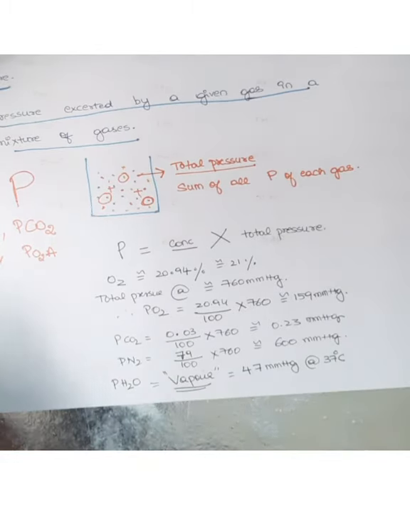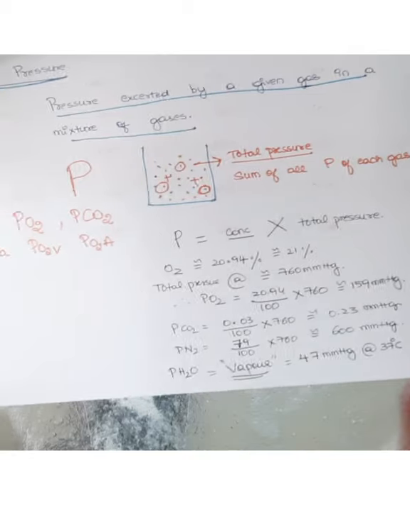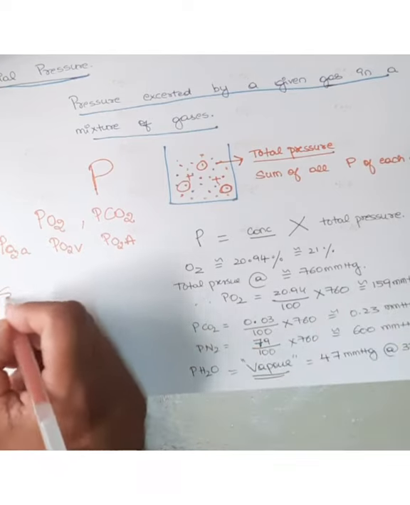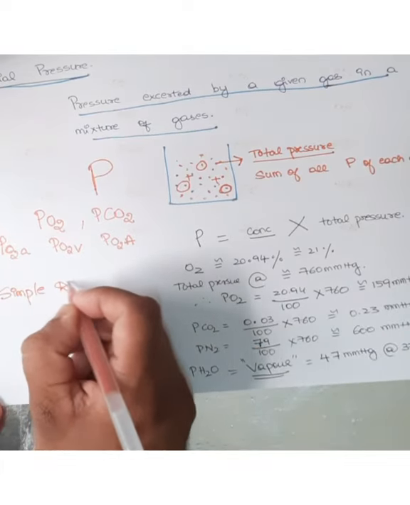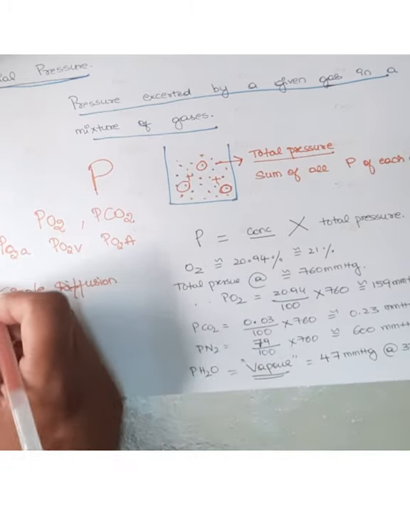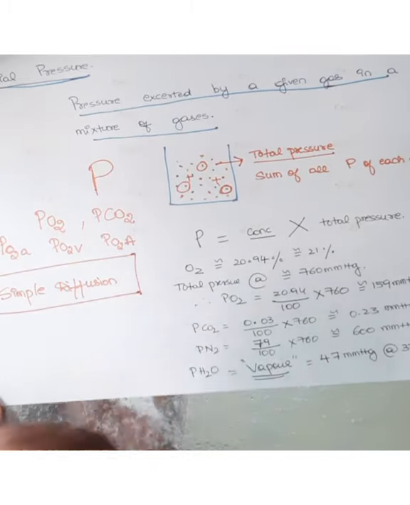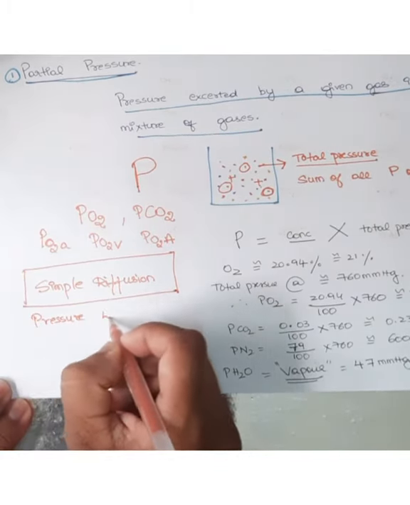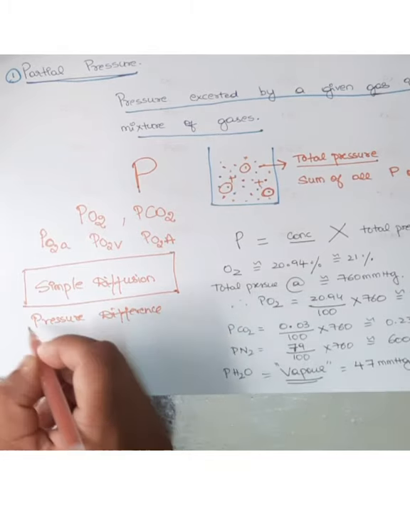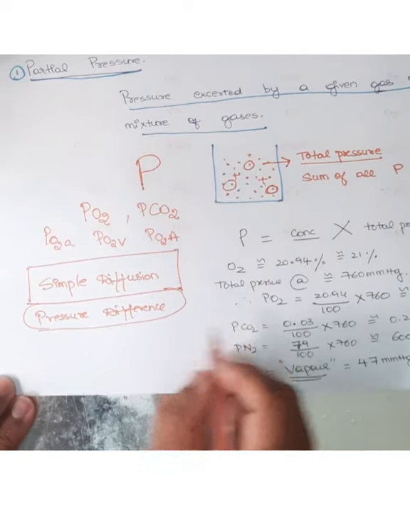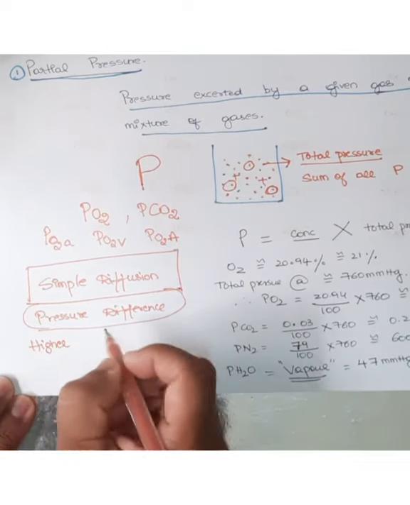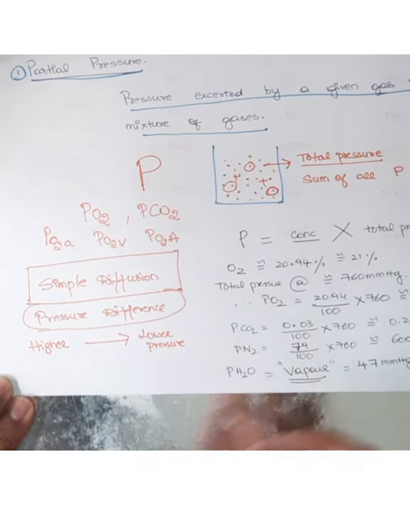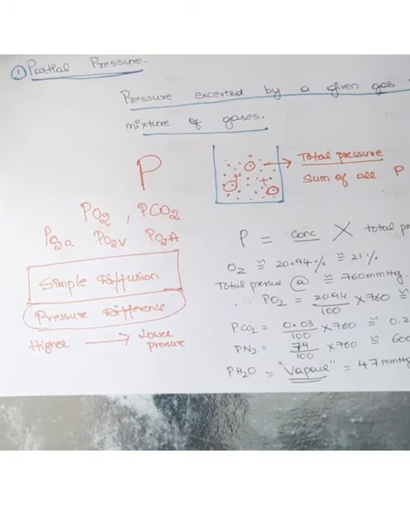The most important point to be remembered is that any gas exhibits net movement by simple diffusion. The gas moves by simple diffusion in response to a pressure difference. So what do you mean by it? The gas always moves from higher pressure to lower pressure by the simple diffusion process.